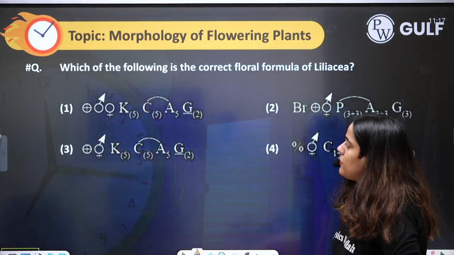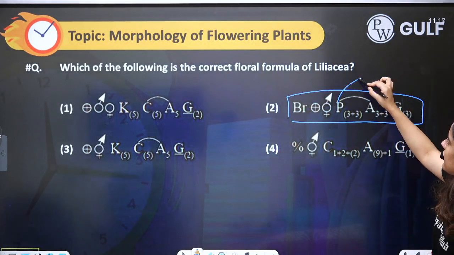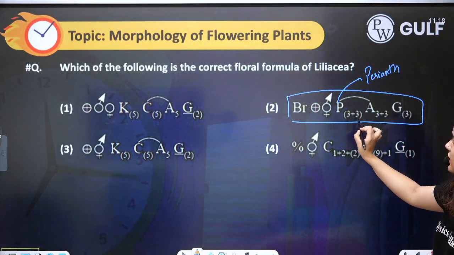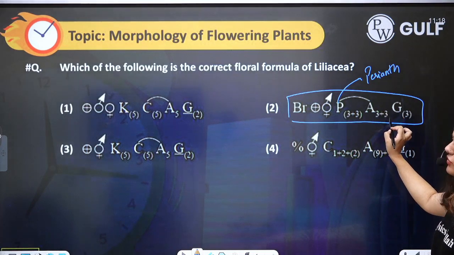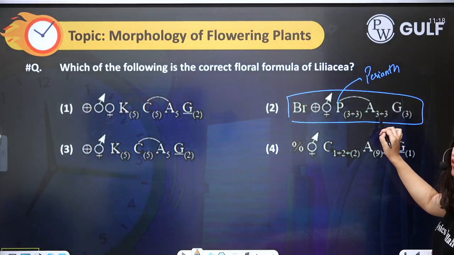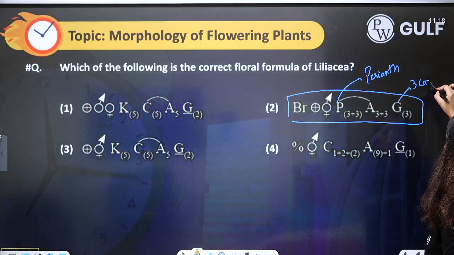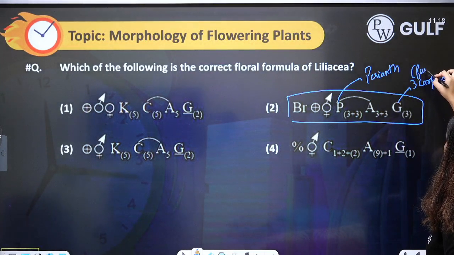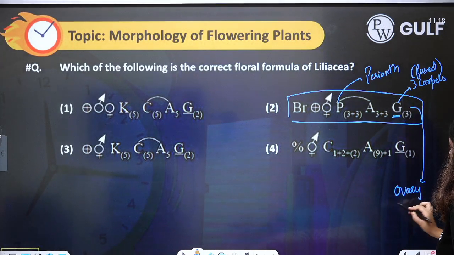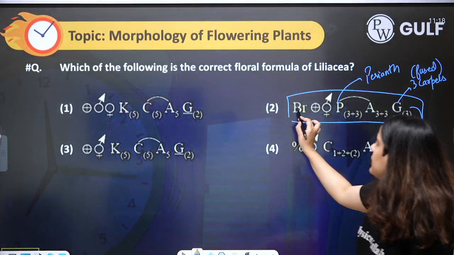Next, the floral formula of Liliaceae family is this, where P represents perianth. Stamens are attached to the perianth; there are 3 and 3 tepals, and 3 plus 3 stamens, which means 3 tepals are outside, 3 tepals are inside, 3 stamens are attached to the outer tepals, and 3 stamens are attached to the inner tepals. There are 3 carpels, fused together, and ovary is superior.